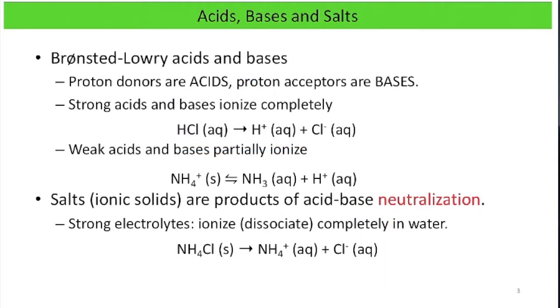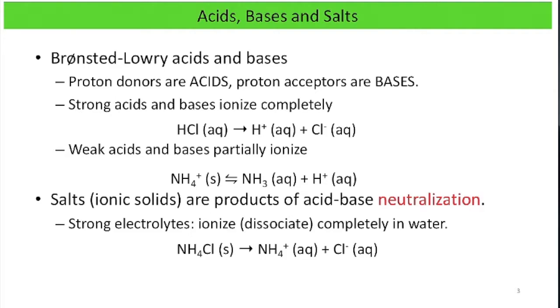So when we talk about acids and bases, we usually talk about a Bronsted-Lowry acid and base. So that means we're talking about where the protons go, or where the H pluses go. An acid is something that donates a proton, and a base is something that accepts a proton. And when we're talking about acids and bases, we can talk about strong acids and bases, and we can talk about weak acids and bases.